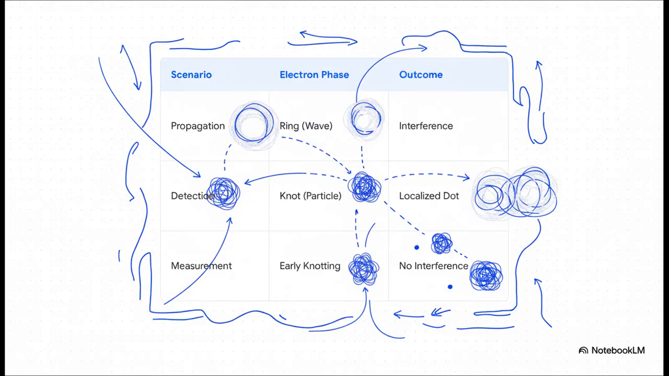This table just sums it all up perfectly. When it's traveling, it's a ring, acting like a wave, creating interference. When it's detected, it collapses to a knot, acting like a particle, making a dot. And if you try to measure it mid-flight, you just cause an early knotting, which kills the wave behavior. It's a remarkably clean and elegant solution to a century-old problem.